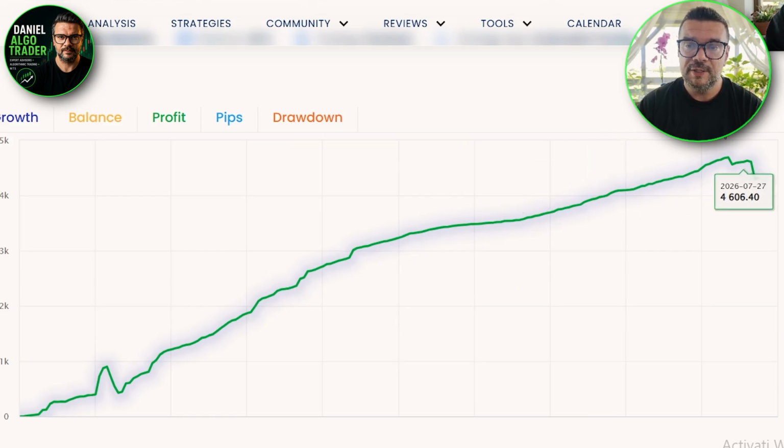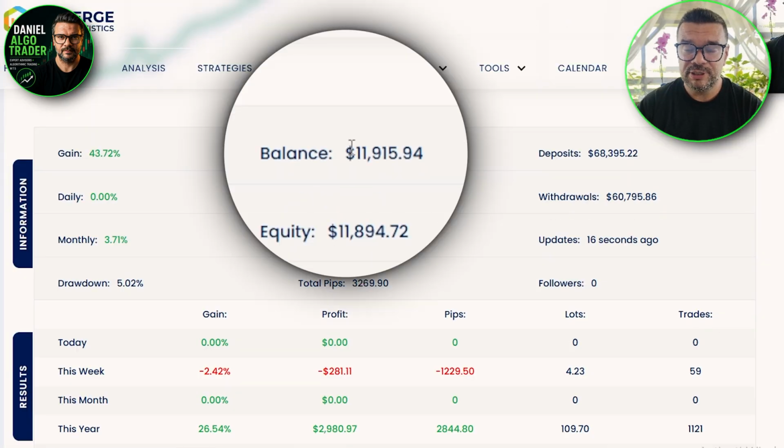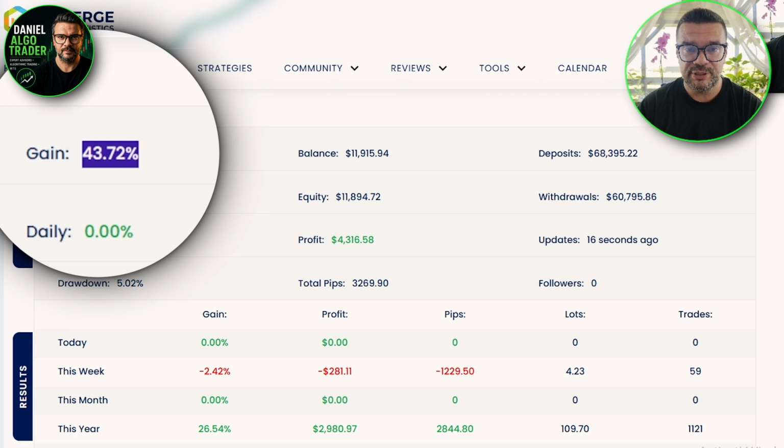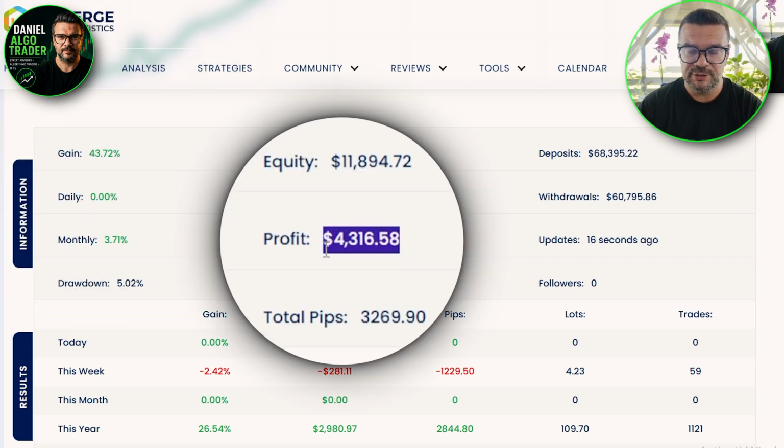So you can say none of these losses are part of the Multipair. At this moment, this account has close to $12,000. So this is where we start, at least with this weekly episodes. Remember, this is episode number 1. The total gain was until now 43%, and the total profit was $4,316.